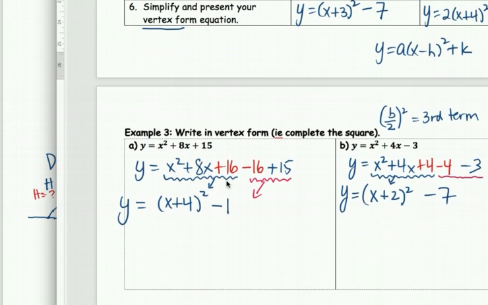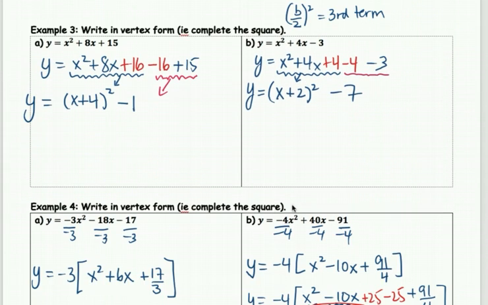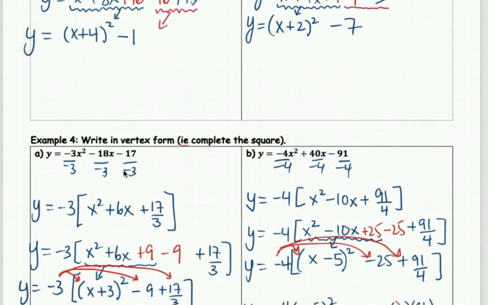Then in the next line, you're going to take the first 3. This is a perfect square. So you factor it to here, and then you clean up this term. Okay, and that gets you to the vertex form. All right, so those are the simple ones where they're simple trinomials.